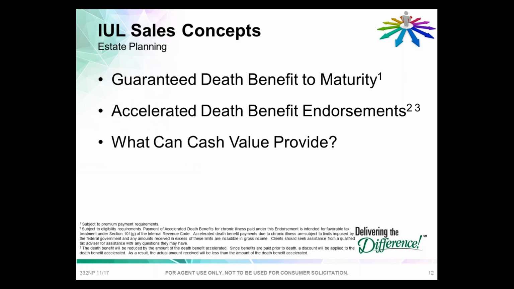Another indexed universal life concept is estate planning. And one of the things we typically see in estate planning is some sort of guaranteed death benefit. And we do have an indexed universal life policy, our Guarantee Builder, that does have a guaranteed death benefit. So you can guarantee the death benefit to age 90, 95, up to 120 death benefit guarantee.